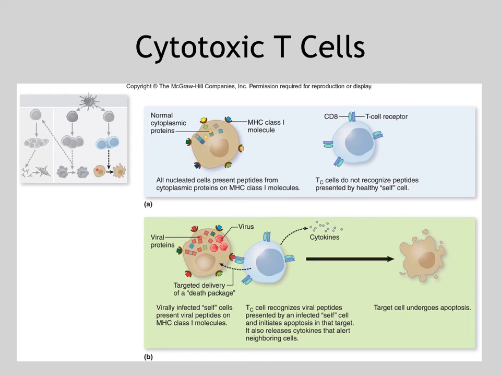So it releases basically toxins that tell the cell you need to go into apoptosis. And this is why it's called a cytotoxic T cell. Cyto being cellular, toxic being toxin, and it's a T cell. So it's a cytotoxic T cell. It is toxic to other cells.